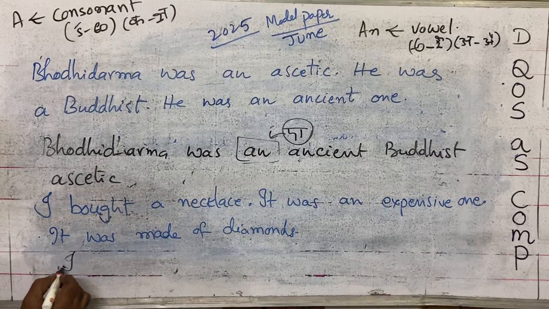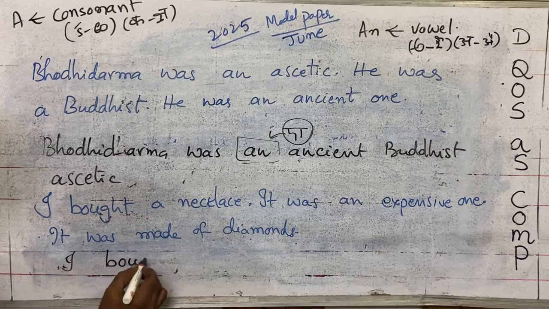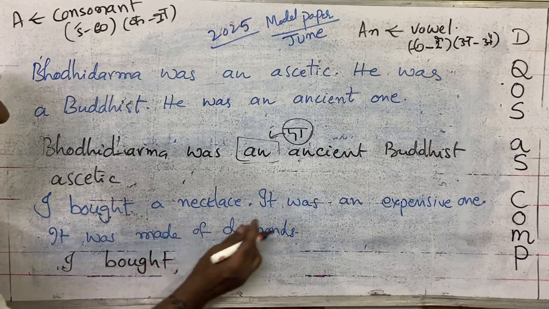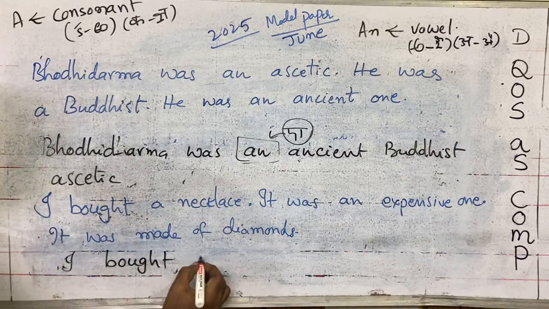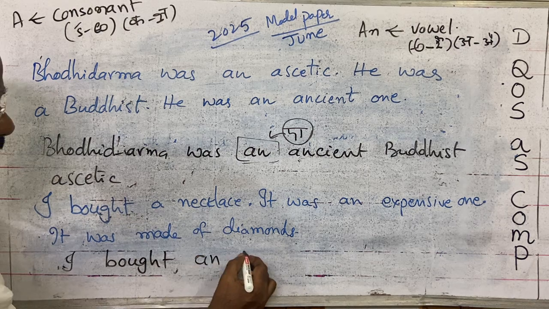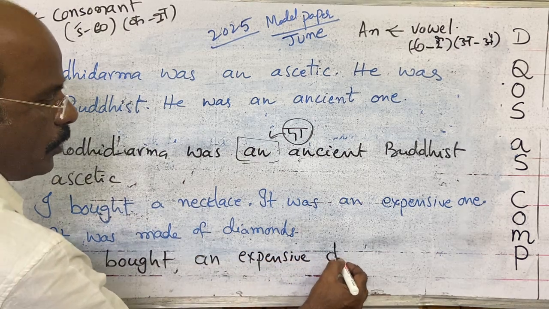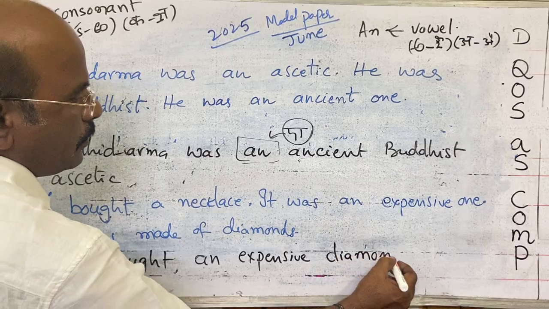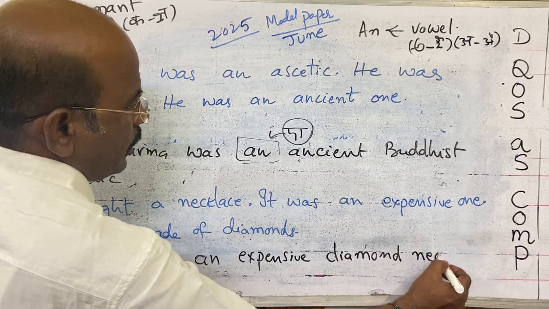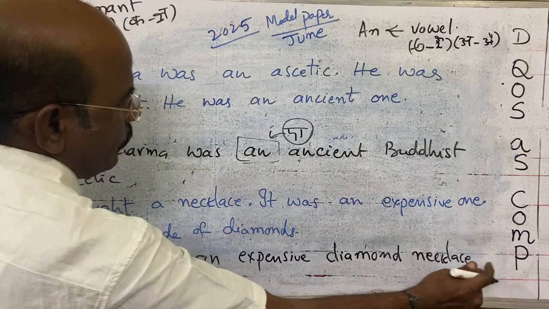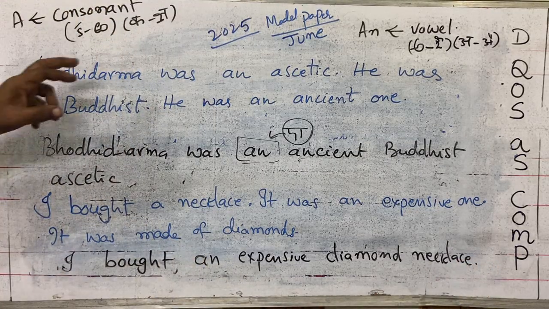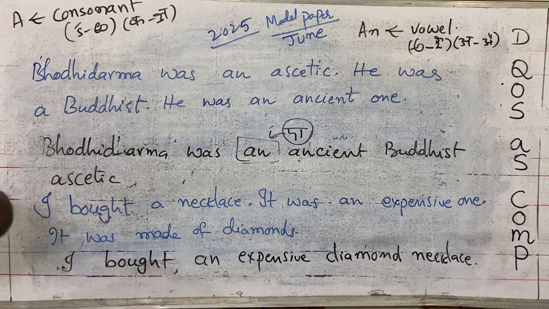I bought an expensive diamond necklace. It is like this. That's about the June 2025 paper.